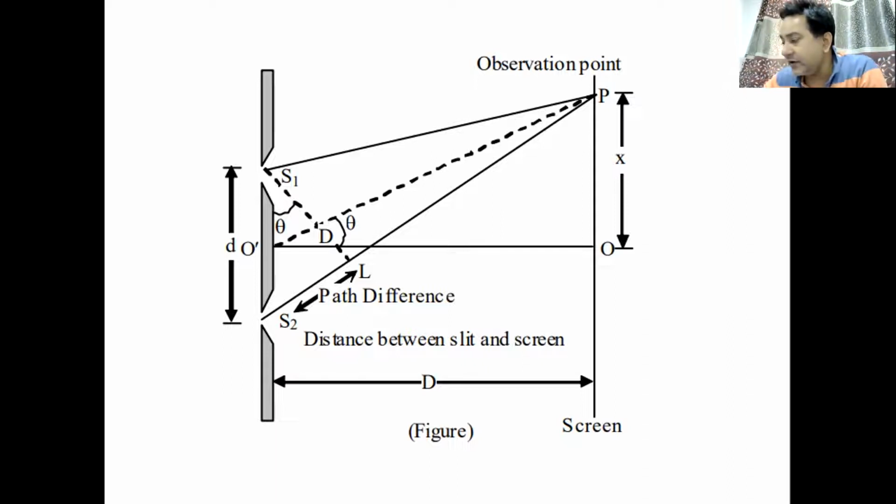Do we understand this, that we are going to see the interference pattern on a screen? And I would ask you to draw this diagram first and then I will explain it. Draw this diagram, mark everything.